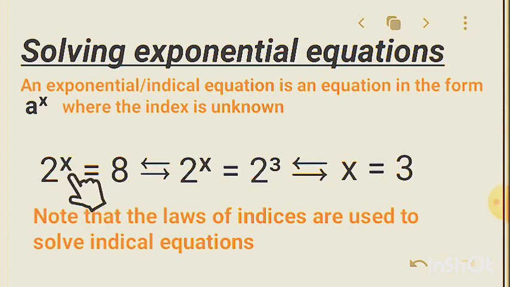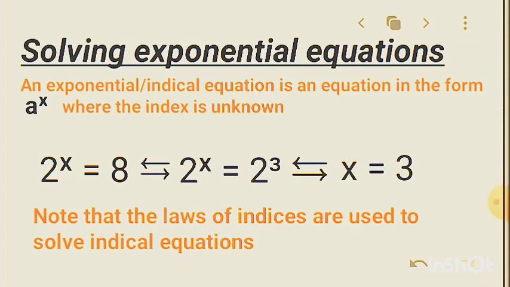Now, to find the index, which is x, we have to equate the bases, both on the right hand side and the left hand side, make the bases equal by finding their lowest common factor. So the lowest common factor of 2 and 8 is 2. Now 2 is a factor of 8, so we write 2 raised to the power 3. Because the bases are the same, we equate the indices, the powers, so x is equals to 3. So note that the laws of indices are used to solve indicial equations.